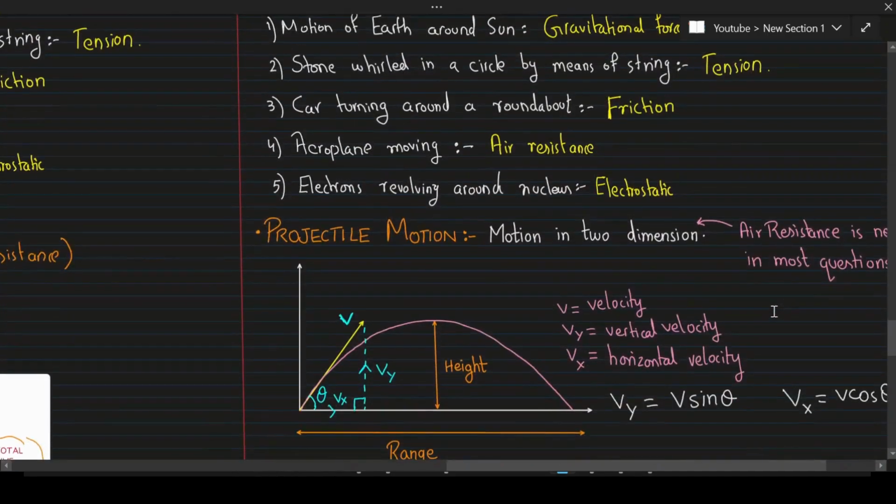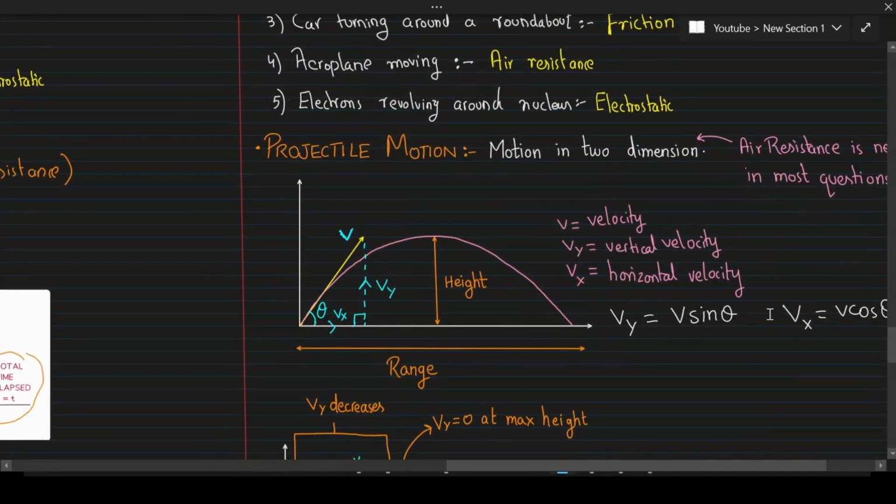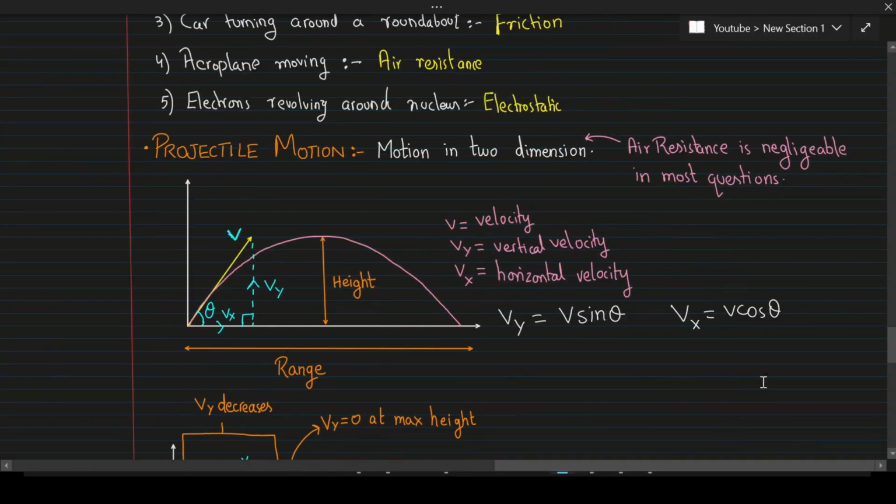Then we have projectile motion. So what is projectile motion? Projectile motion is motion in two dimensions, a horizontal as well as a vertical dimension. In most cases, you must know that air resistance is negligible, which means the acceleration g would be 9.81, mostly taken as minus 9.8.